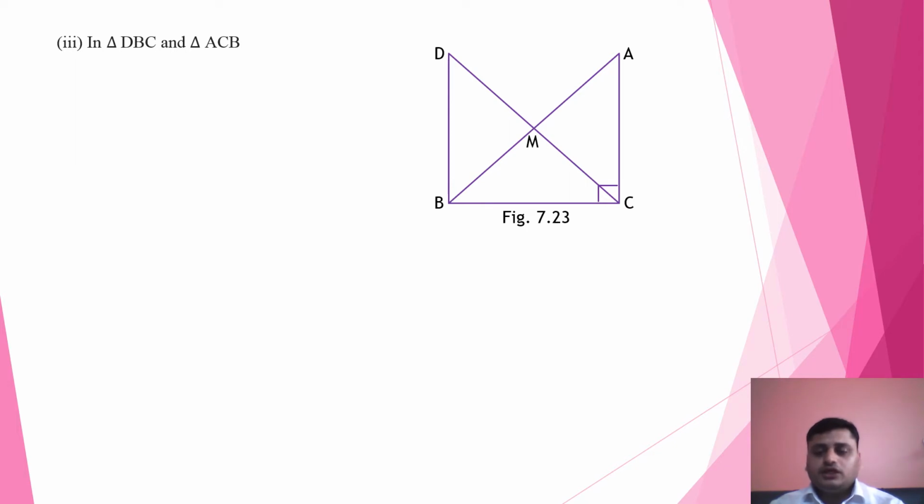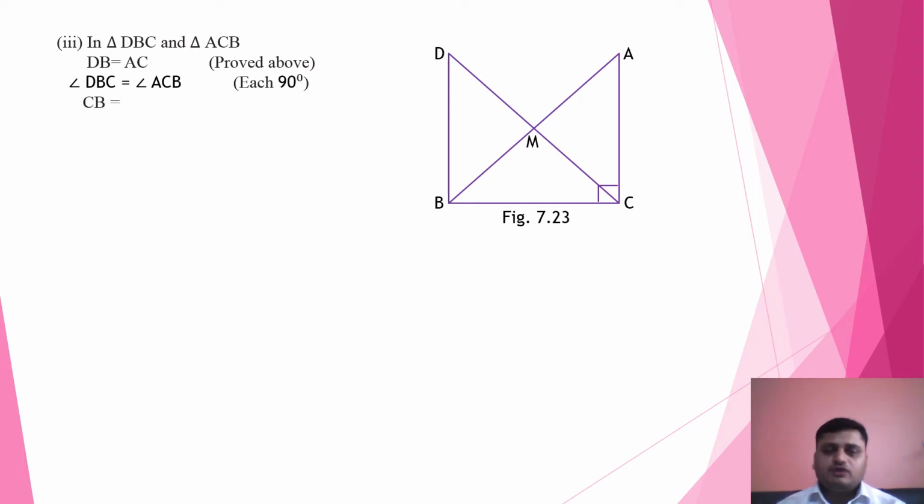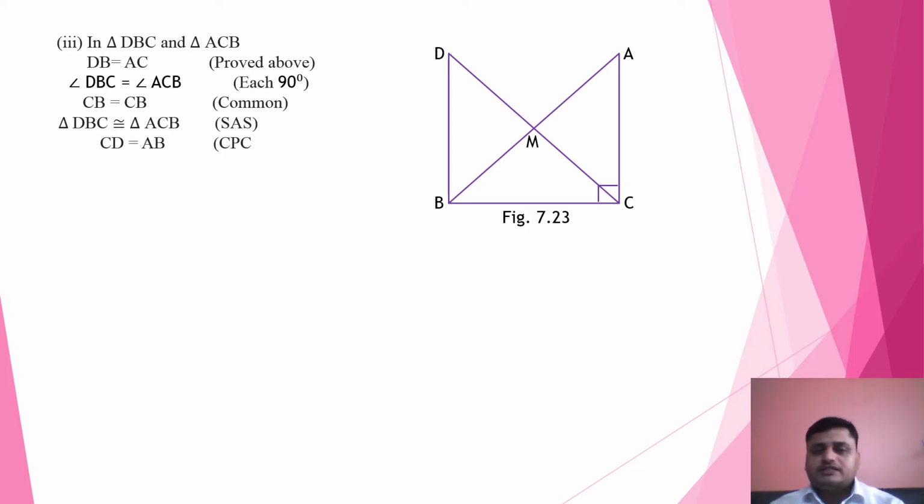Now for proving the third part, we will take two triangles. One triangle is DBC, another triangle is ACB. First, DB is equal to AC, that we have proved above by CPCT. Next, angle DBC is equal to angle ACB, each 90 degrees, and then BC is equal to BC, that is common, or CB is equal to CB, again the same thing, common. So triangle DBC is congruent to triangle ACB by side angle side congruency. And if the triangles are congruent by CPCT, we can say that CD is equal to AB.